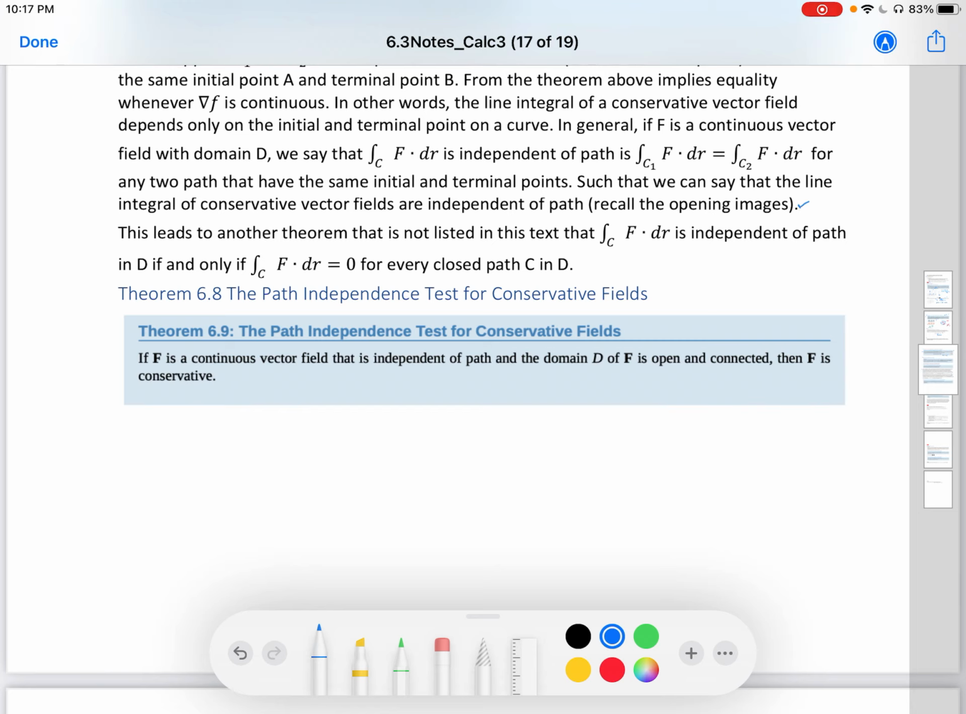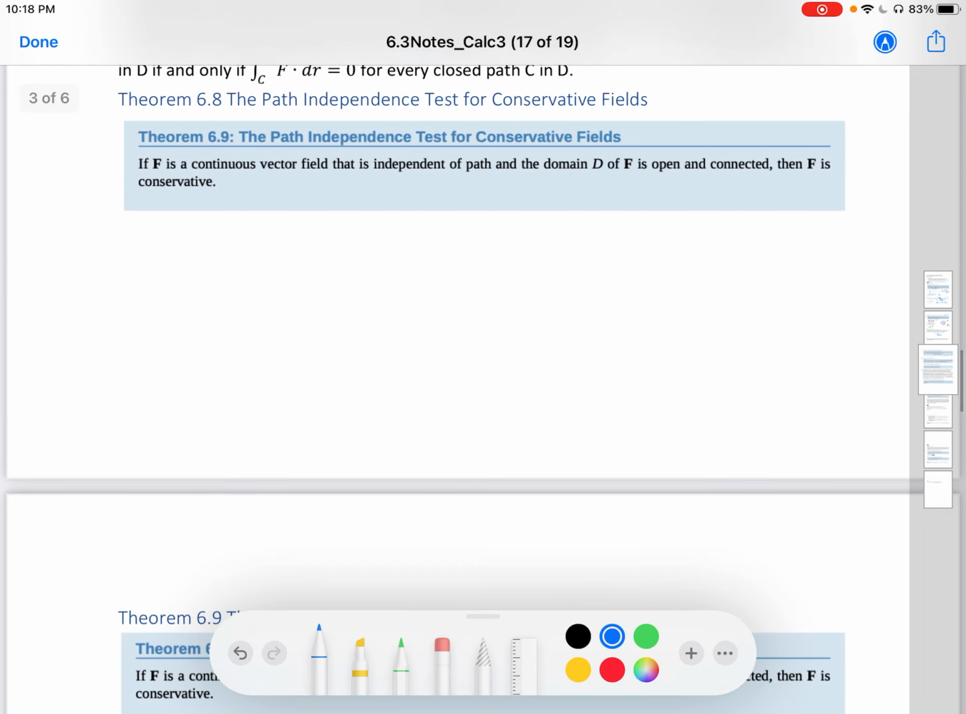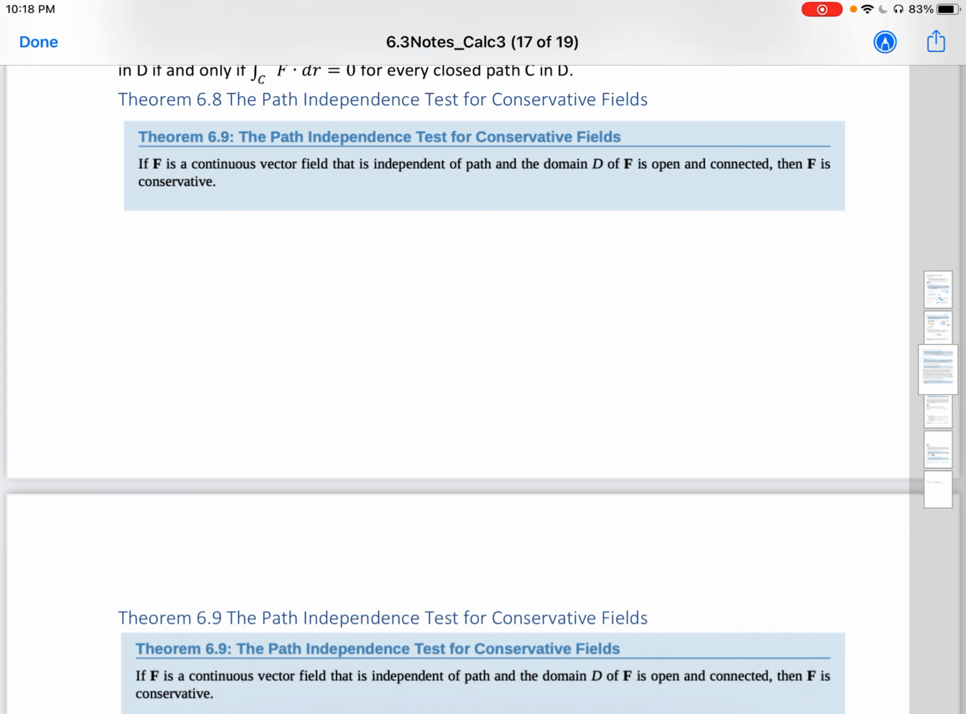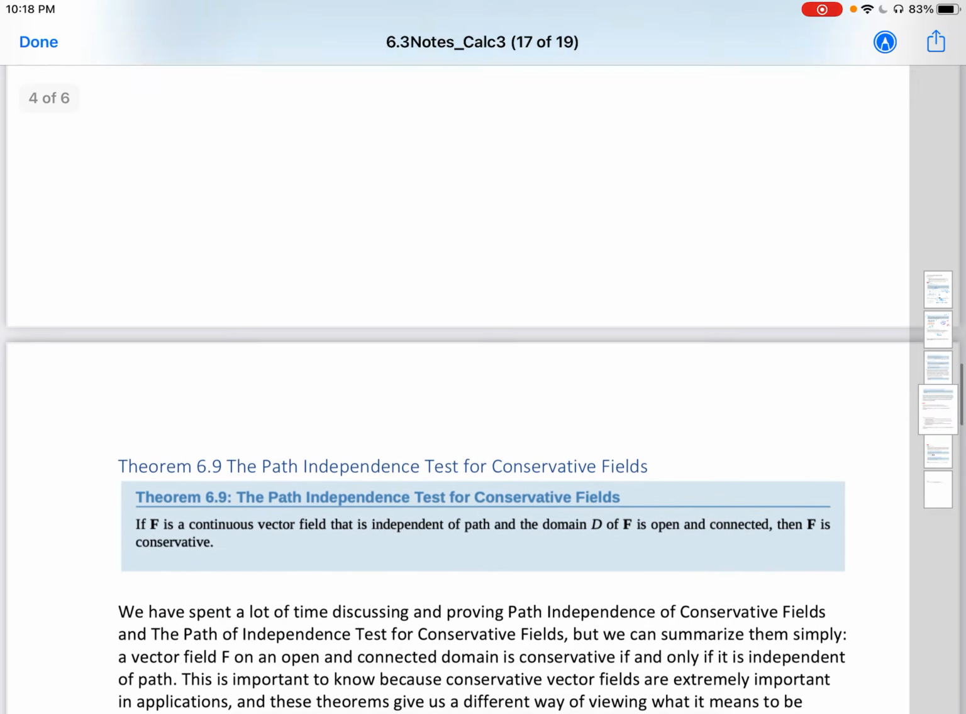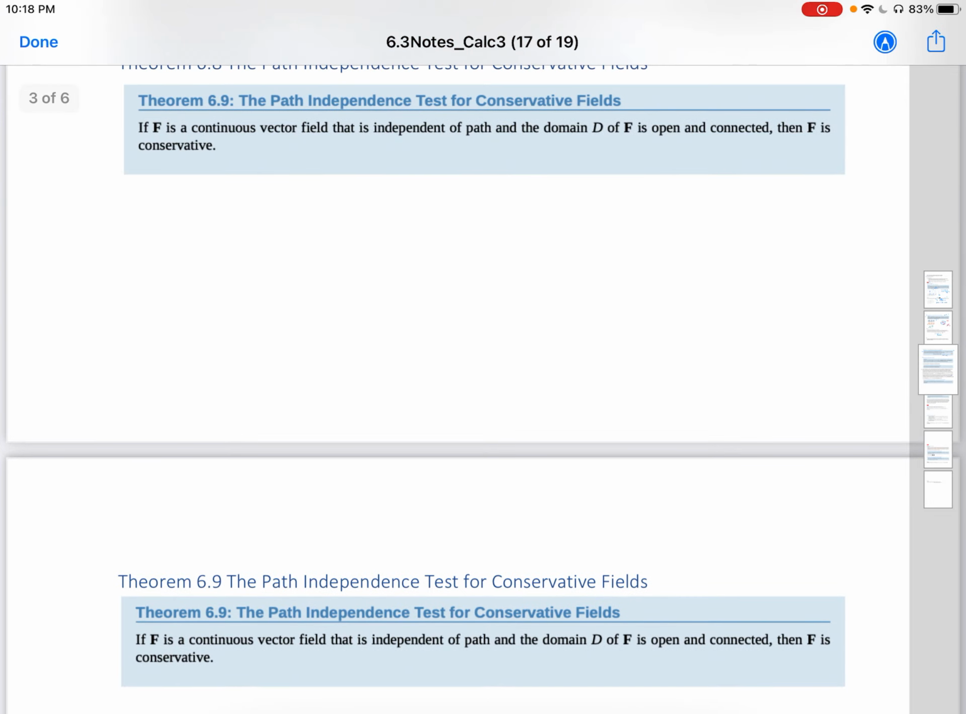This leads to another theorem that's not listed in this text, and it says that the integral over C of F dot dr is independent of path in D if and only if the integral over C of F dot dr equals 0 for every closed path C in D. Theorem 6.8, the path independence test of conservative fields. If F is a continuous vector field that has independence of path and the domain D of F is open and connected, then F is conservative. And we will learn how to test for conservative in the future.